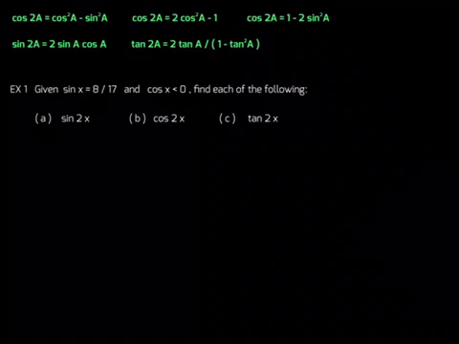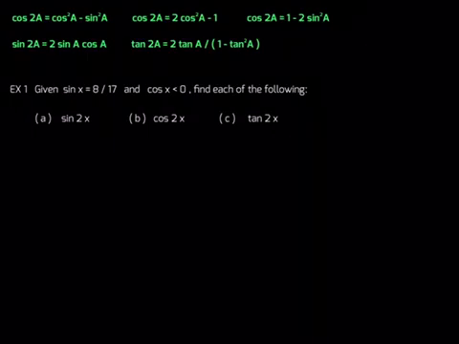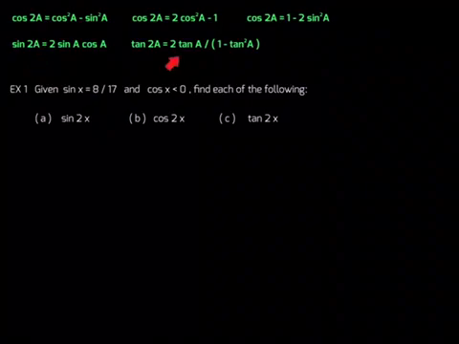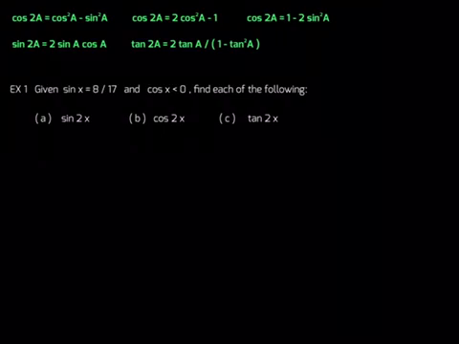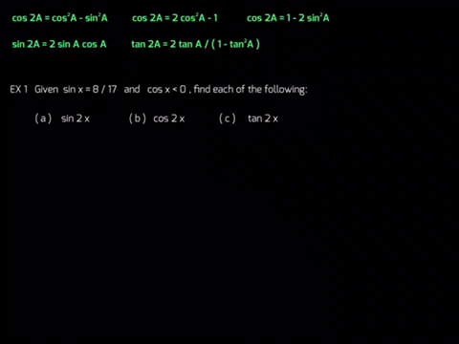Okay, guys, I've given us all of our double angle identities for cosine, and then double angle identities for sine and tangent. Here's the first example. Given that sine of x is 8/17 and cosine of x is negative, find each of the following: sine of 2x, cosine of 2x, tangent of 2x. You're going to see me work through each one of these individually, all right? So here comes the first one.